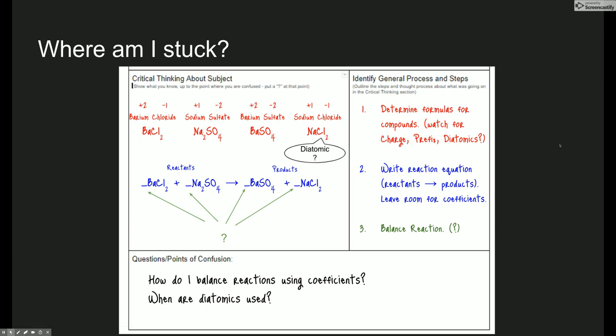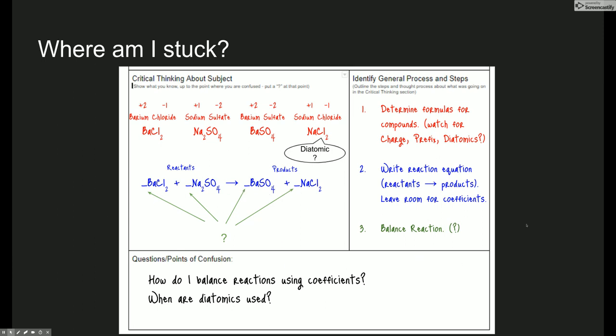Now you can see here that this person knew how to determine formulas for compounds. So they show how charge cancels out, so barium and chlorine come together to form BaCl2, and so on and so forth. However, they weren't quite sure over here if the Cl was diatomic or not in NaCl. They also knew how to put these things in a general reaction with reactants and products. Now, where they were really stuck was balancing reactions. They don't know how to put the numbers up in front of these reactions here.